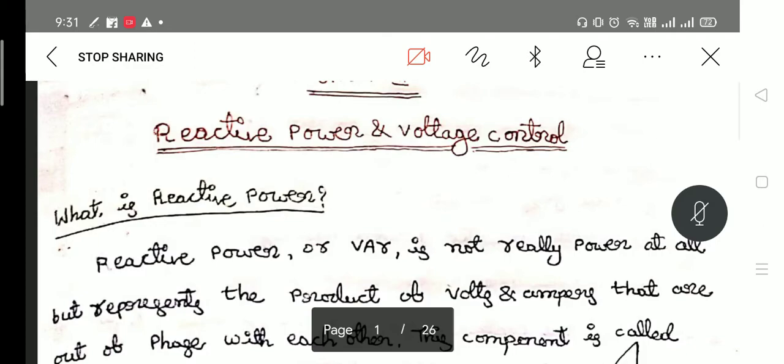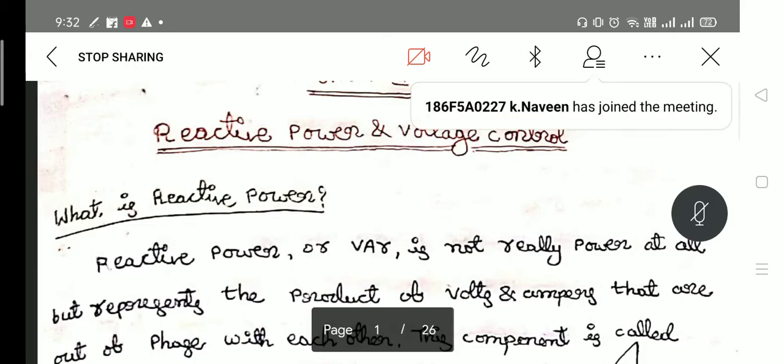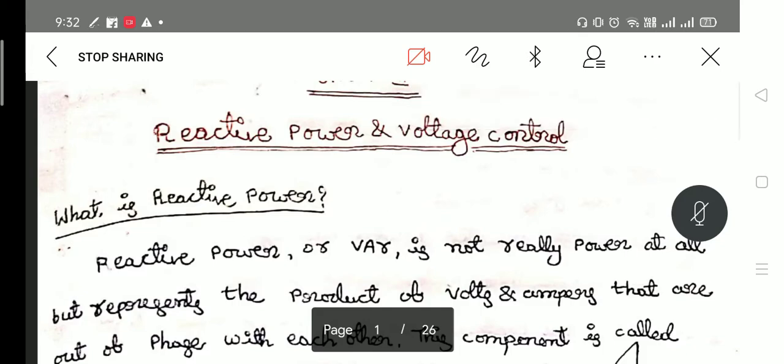Reactive power is not really power, but it represents the product of voltage and current at some phase angle, right? Reactive power is denoted with capital Q, and the equation is Q = VI sin phi, right? It is represented in VAR, volt ampere reactive.